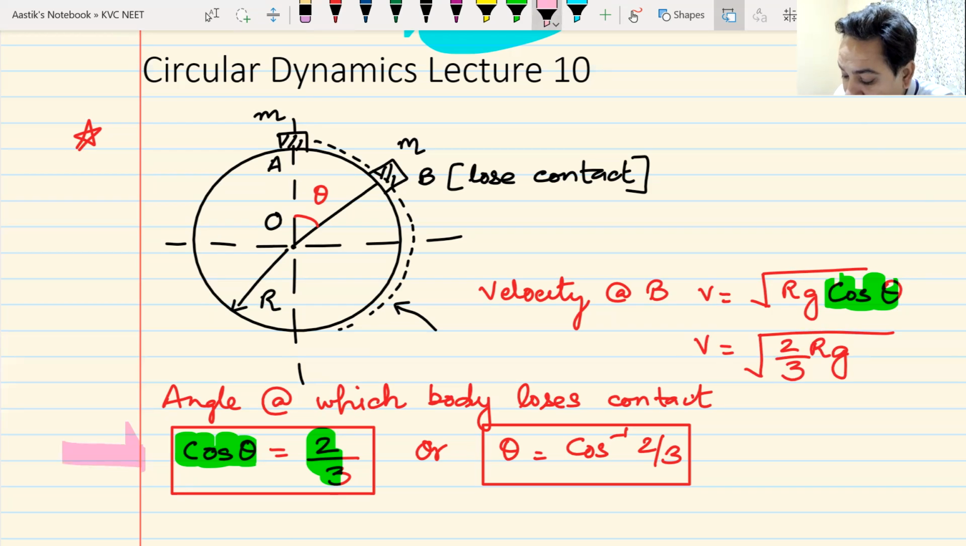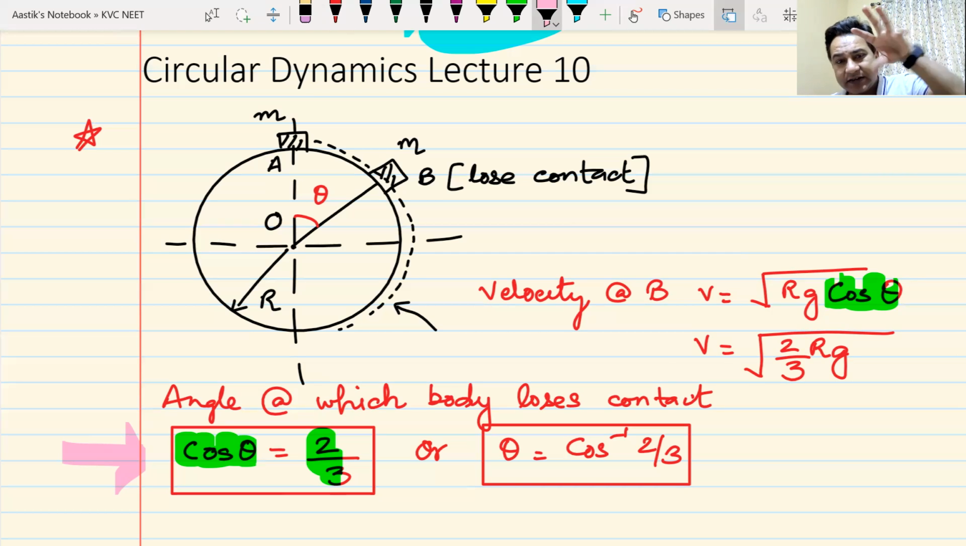Remember this value, cos theta is 2 by 3. It's a very important result, and this result will appear many times in this circular path. Theta is equal to cos inverse 2 by 3 or cos theta is 2 by 3. This is a very important result, and it keeps on coming over and over again. I'll give you a minute to write the information that I've given you.